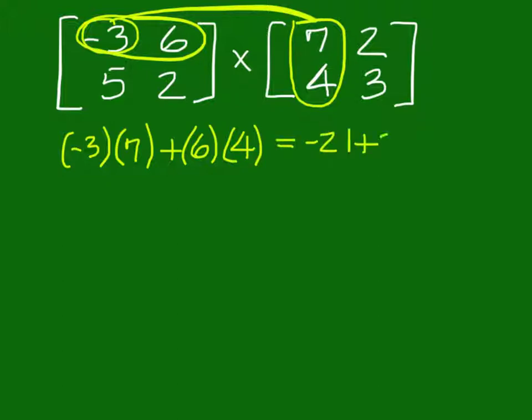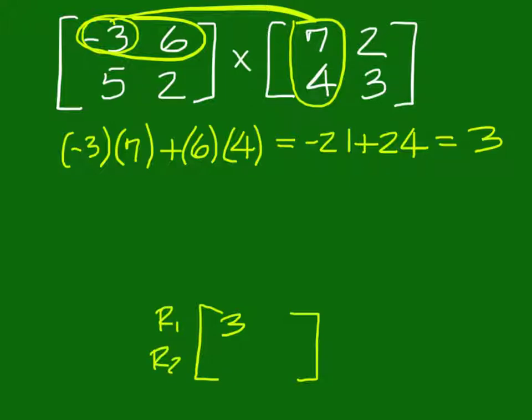That's a negative 21 plus 24, which would give you an answer of 3. So down here at the bottom, we'll start making the answer matrix, and it's 3 that goes in that spot because you're multiplying row 1 by column 1. And notice this is row 1, row 2. This is column 1, column 2. So whatever pattern you use, that's where the answer is going to go in the answer matrix.